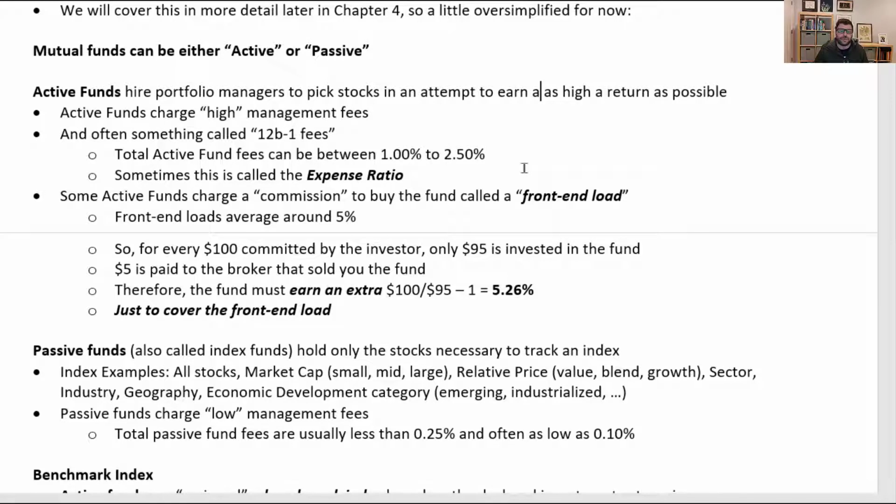Some active funds also charge a commission to buy the fund, and this is called a front-end load. Front-end loads average around 5%. So for every $100 committed by the investor, only $95 is invested in the fund, and $5 is paid to the broker or brokerage site that sold you the fund. Therefore, since only $95 goes in, an extra 5.26% to go from 95 back to that 100 must be earned by the fund just to cover this front-end load.